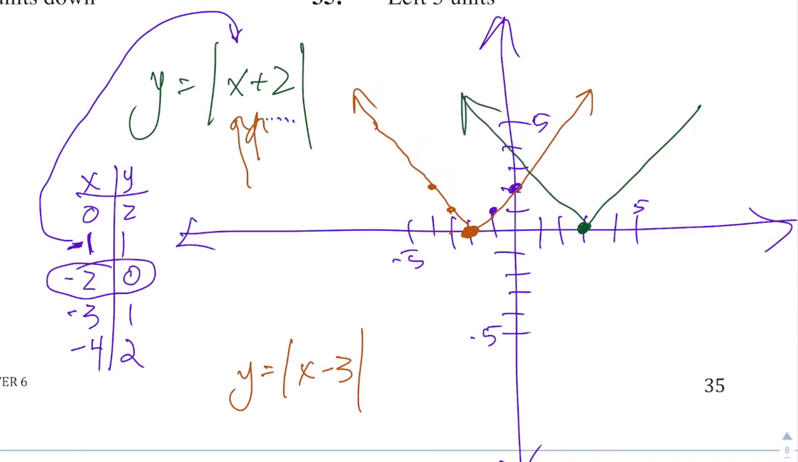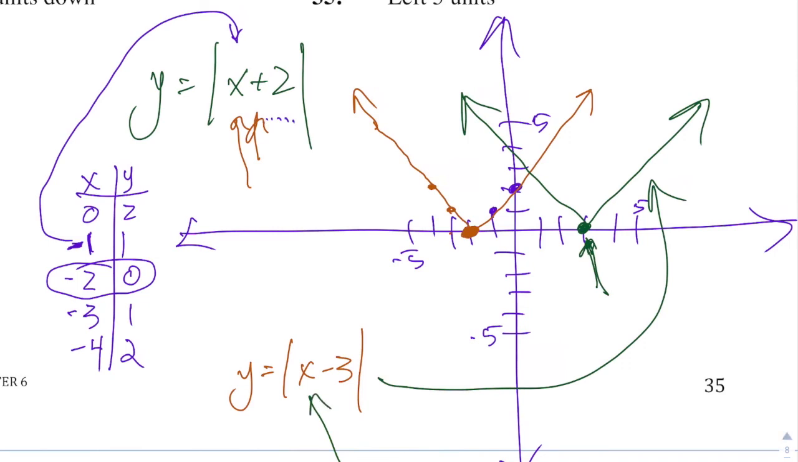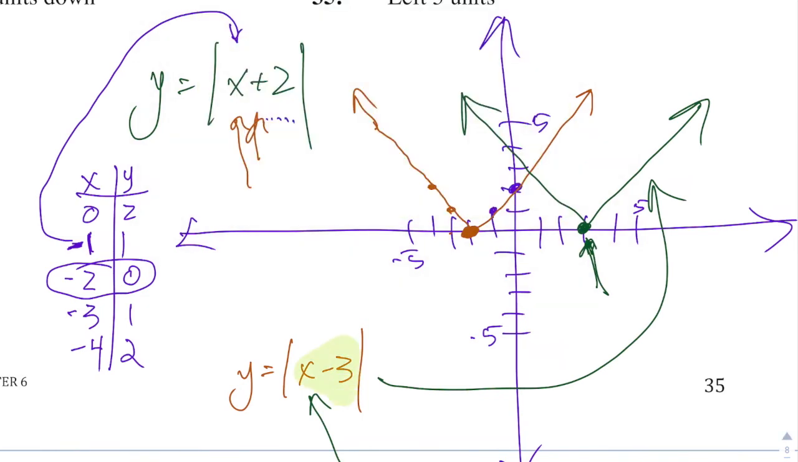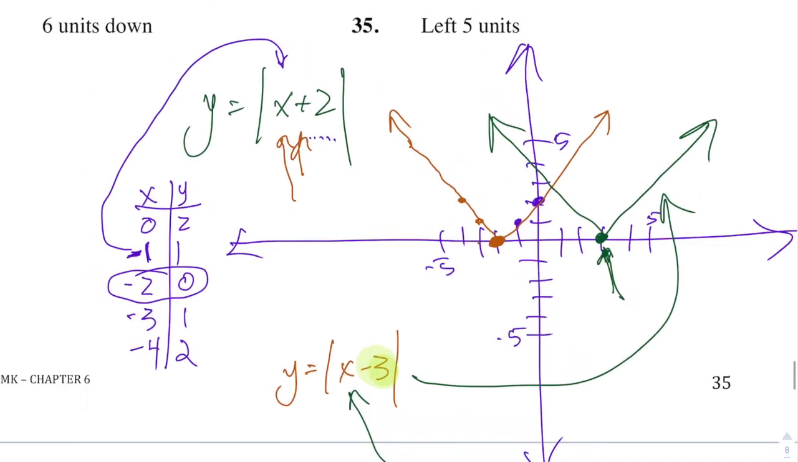How can I prove that to you quite quickly? Okay, this is right there. Why? The x value needs to be 3. When the x value is 3, the y value is 0. And that's how we know it's moved 3 units to the right. It is the opposite of this guy. It's x minus 3, so we need to go 3 units to the right.